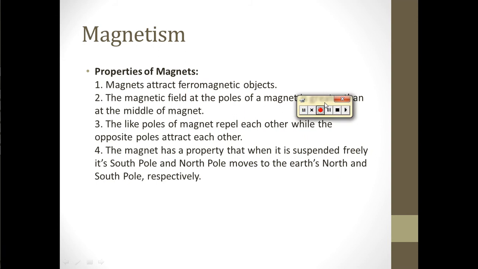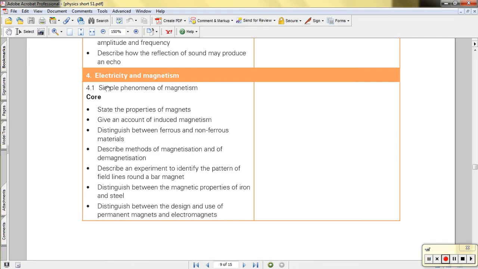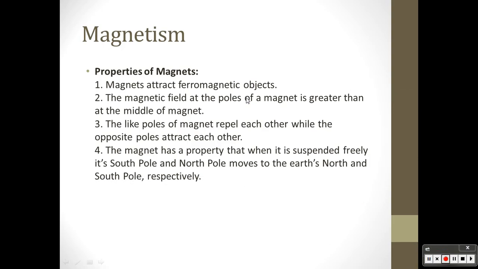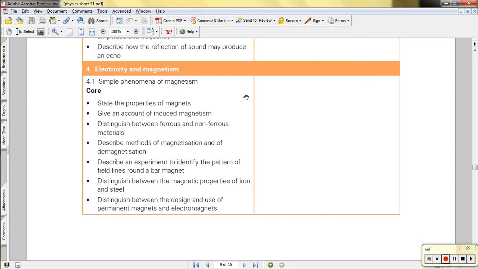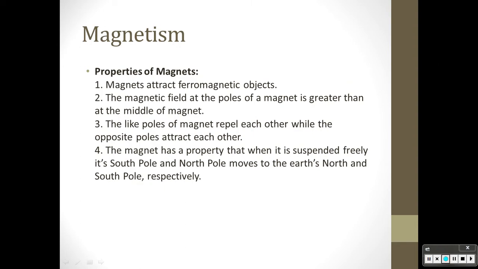Okay, Physics 4.1, magnetism. So let's start with the look at the syllabus. It's not a very long unit, so let's just get it done. So we start with the properties of magnets. State the properties of magnets. It's just a basic list of about four.